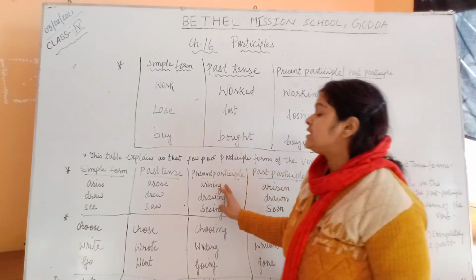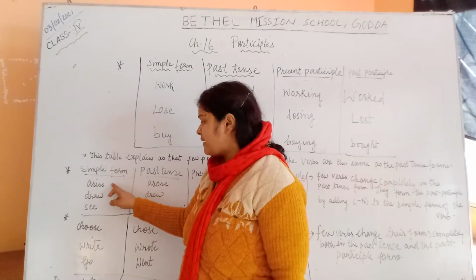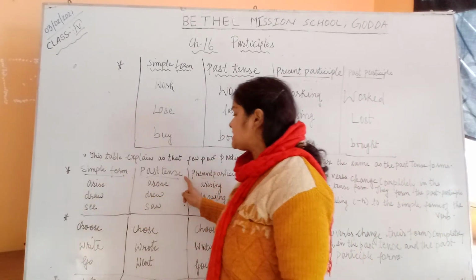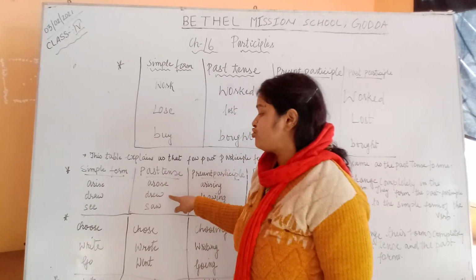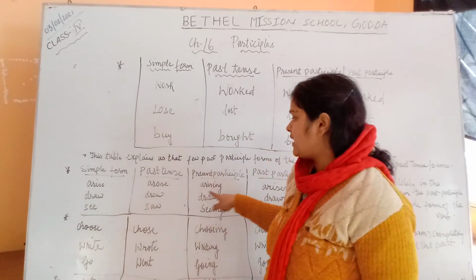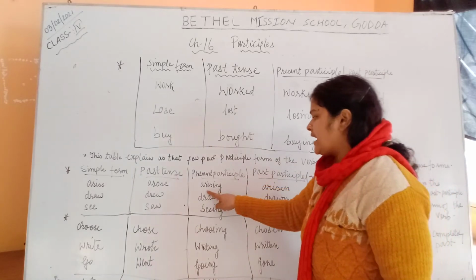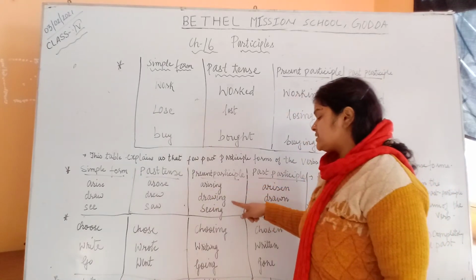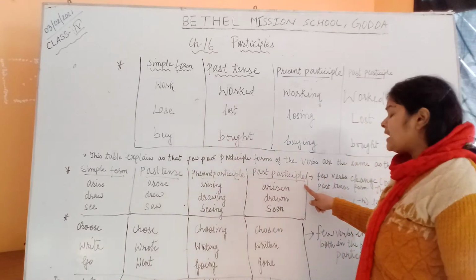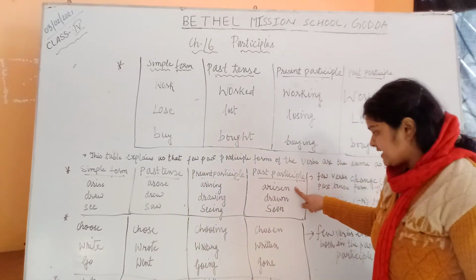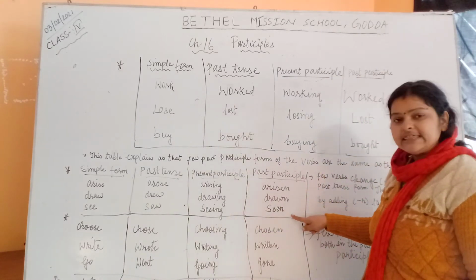Okay? Now the second table we will see. The simple forms are arise, draw and see. The past tenses are arose, drew, saw. Okay? In the present participle, ing is being added: arising, drawing, seeing. The past participle forms are arisen, drawn, seen.